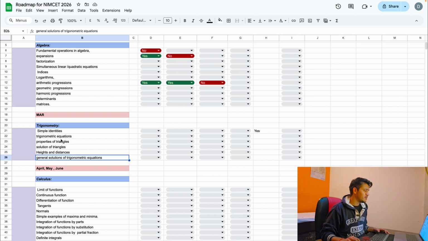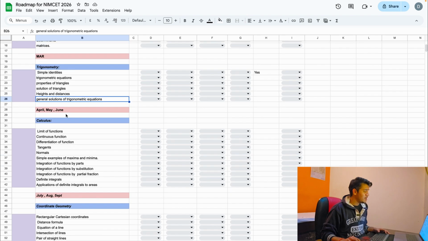These are the topics under trigonometry that you have to cover. April, May, June, you will spend on the calculus. Why have I given 3 months? Because in calculus, you have to cover differentiation and integration.